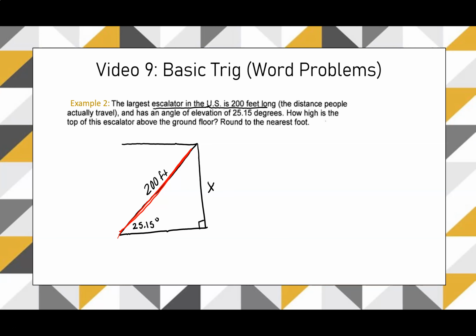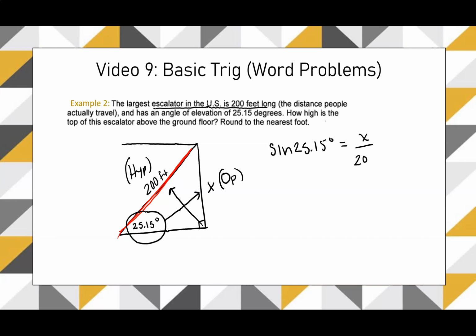All right, let's solve this. So we're going to circle this angle right here, go across. This is my opposite. Okay, go across from my 90. This will be my hypotenuse. And I don't even need to bother with this side, my adjacent, because my x and my number are already labeled. All right, so what are we going to use here? Opposite and hypotenuse. Sine is correct. It's going to be sine of 25.15 is equal to x opposite over my 200.